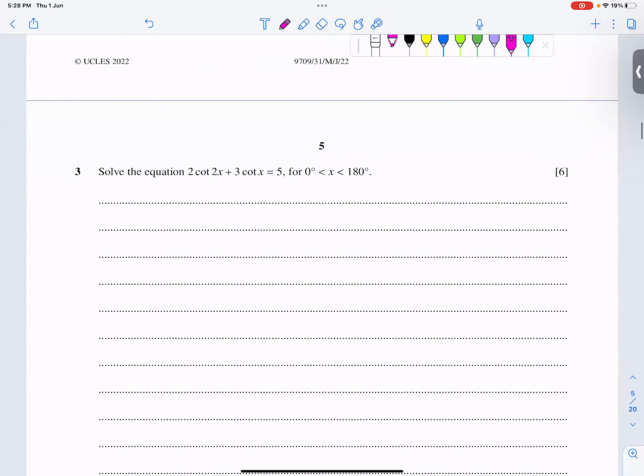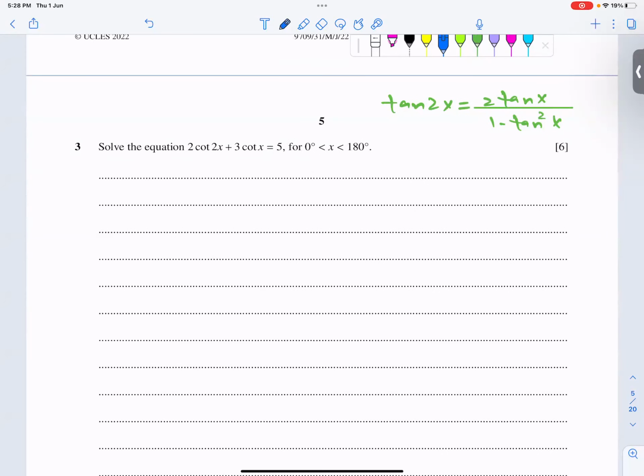Solve the equation 2 cot of 2x plus 3 cot of x is equal to 5 for 0 to 180 degrees. So you know the formula for tan 2x. Tan 2x was 2 tan x divided by 1 minus tan square x. So what is the meaning of cot 2x? We can write cot 2x as 1 over tan 2x, plus 3 cot x, we can write 3 over tan x is equal to 5.